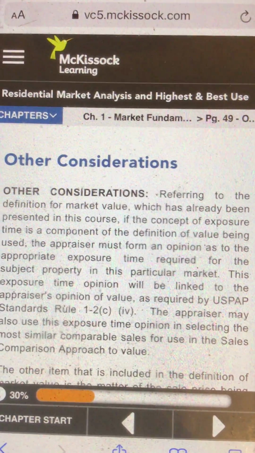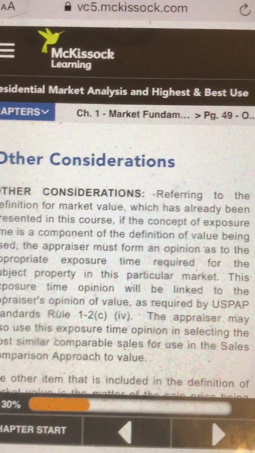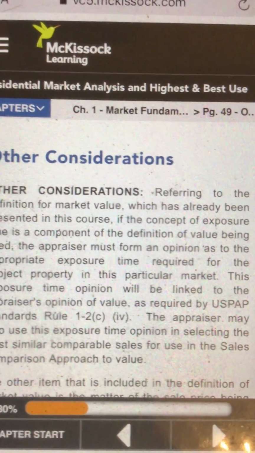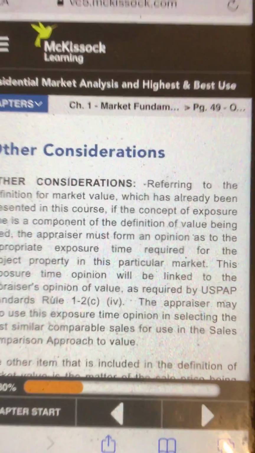Residential market analysis and highest and best use. Chapter 1, Market Fundamentals, page 49, Other Considerations.